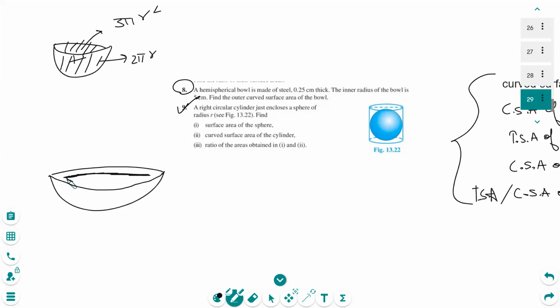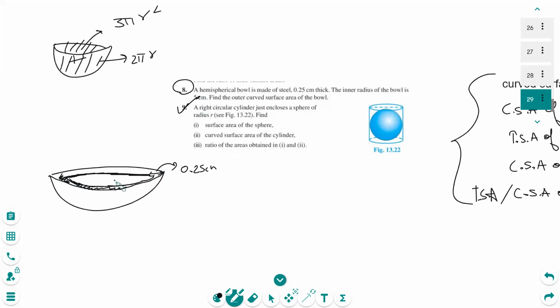Okay, you may have noticed, in a bowl, there is a little bit of thickness here, right? It is made of that. So that thickness is what the question is telling us, this thickness is my 0.25 centimeter. The inner radius of the ball is 5 centimeter.